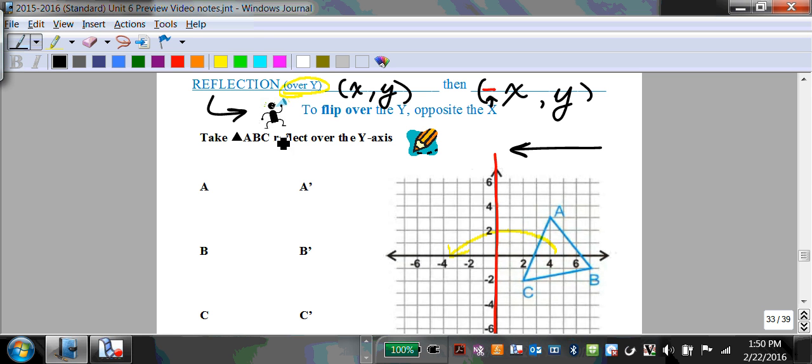So our little chant here is this. To flip over the y, opposite the x. To flip over the y, opposite the x. Right with me. To flip over the y, opposite the x.